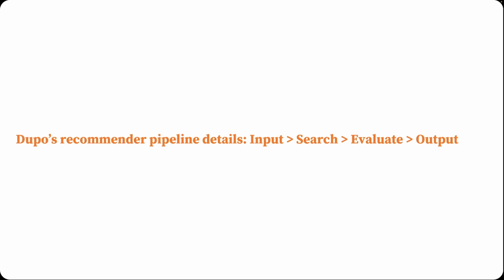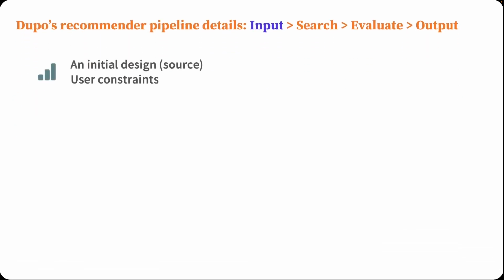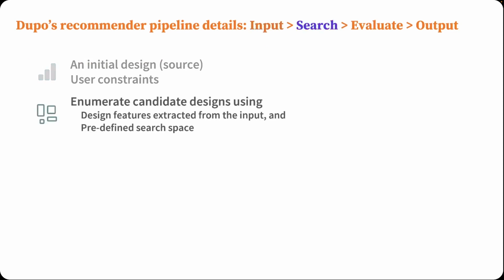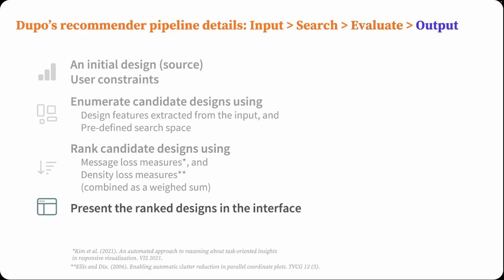Now I'm going to describe the more technical side of Dupo. The components of Dupo's two-step recommender pipeline, exploration and alteration, work in a similar way, consisting of input, search, evaluate, and output. For input, Dupo takes a source design that a user has already created and constraints indicated by the user. Then Dupo enumerates candidate responsive designs using features extracted from the input and a predefined search space. Dupo ranks these candidate designs using the weighted sum of message loss measures and density loss measures based on relevant prior work. Lastly, those ranked designs are presented in Dupo's interface as we saw in the walkthrough.